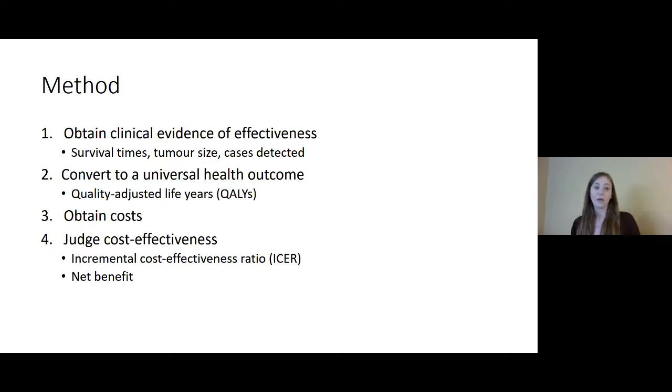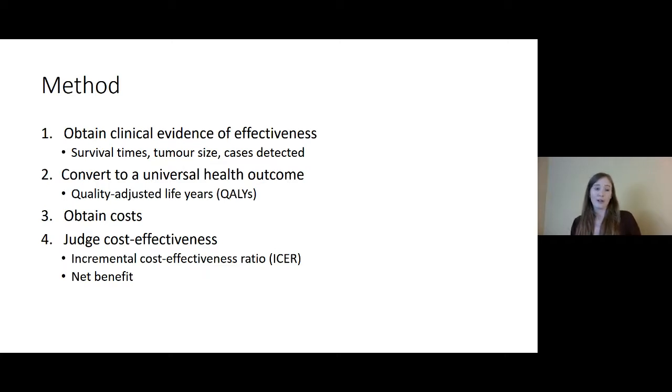So having got their quality adjusted life year, or their universal health outcome, in low income countries, instead of quality adjusted life years, we tend to use disability adjusted life years, which are called DALYs. So you might sometimes see them as well. Basically, the point is there are multiple universal health outcomes that can be used.